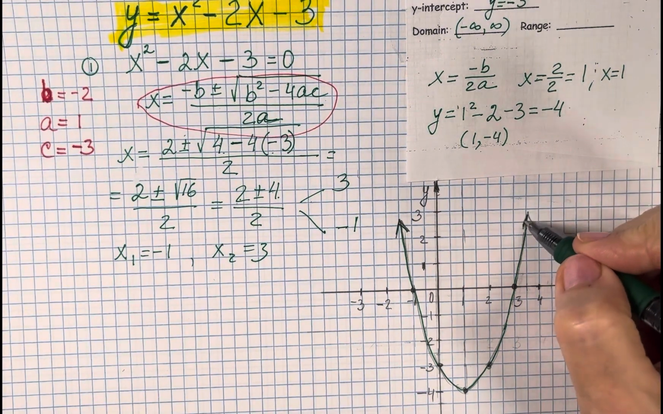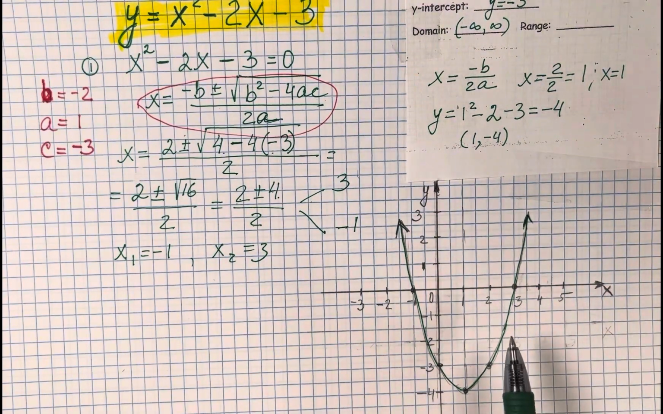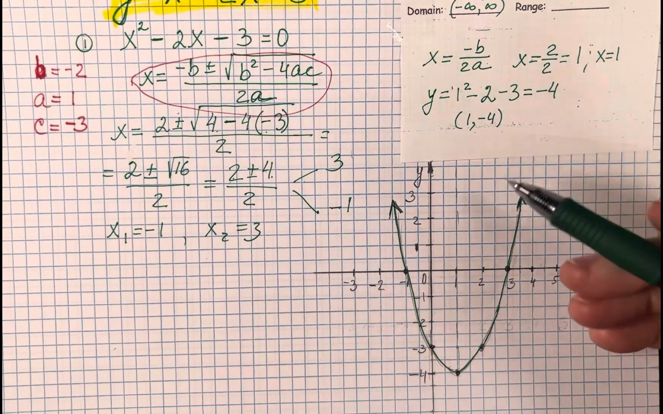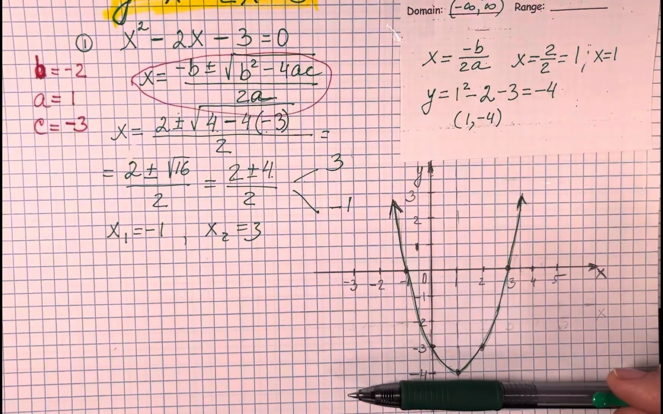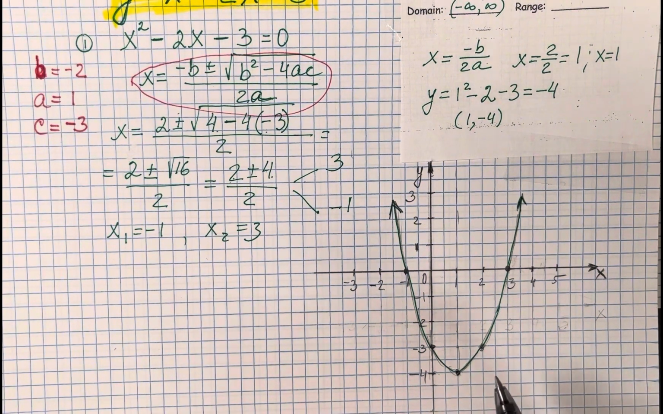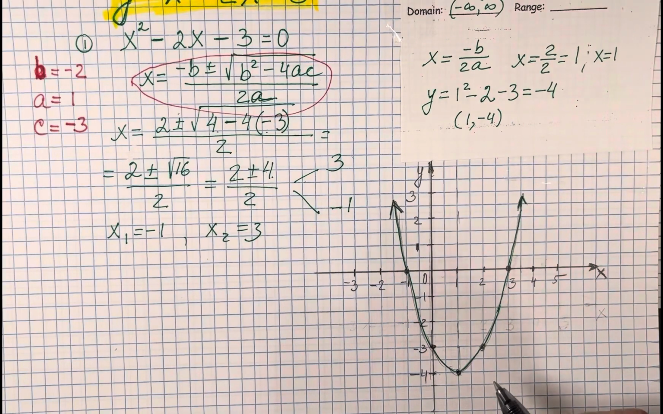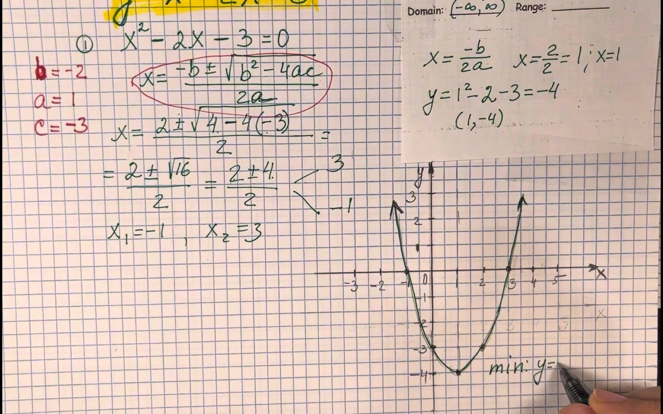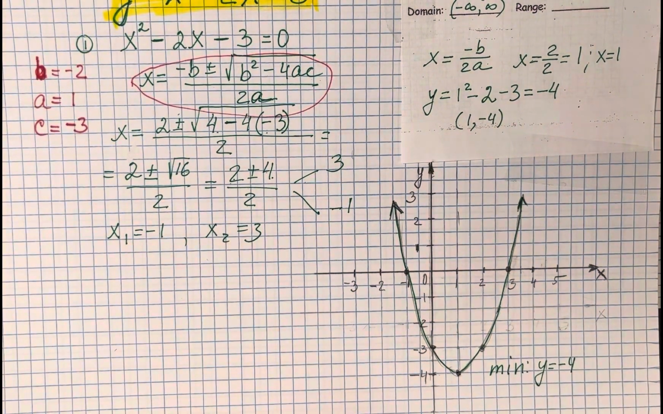Next question we need to answer: does it have a minimum or maximum? As you see, the parabola opens up, so we have a minimum point. We don't have a maximum because it goes to infinity, but we have a minimum point. It's right here. So at the point -4, right? y equals -4. So we have a minimum. Let me just label this minimum. And it is y equals -4, our minimum point.